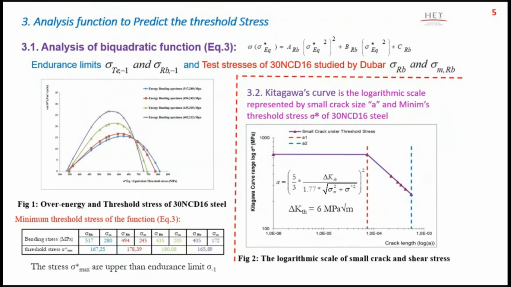So I use these values and we have the Kitagawa curve here, with the line and the four solutions.